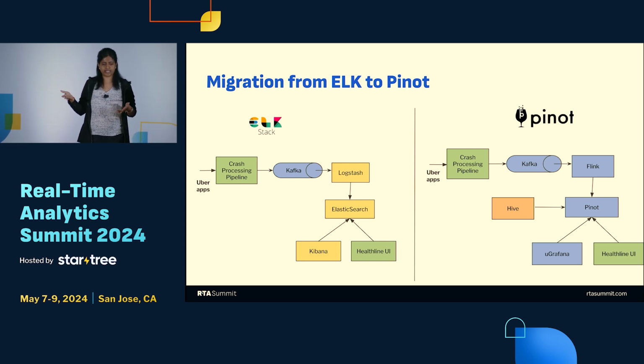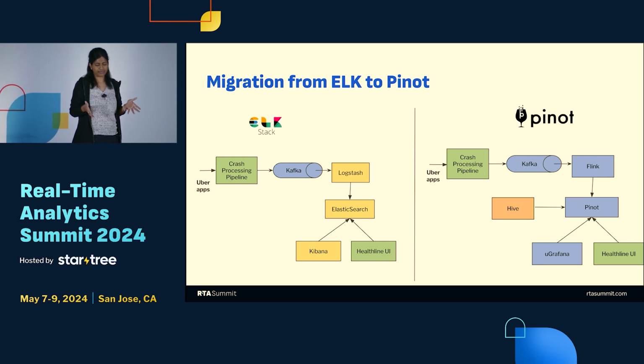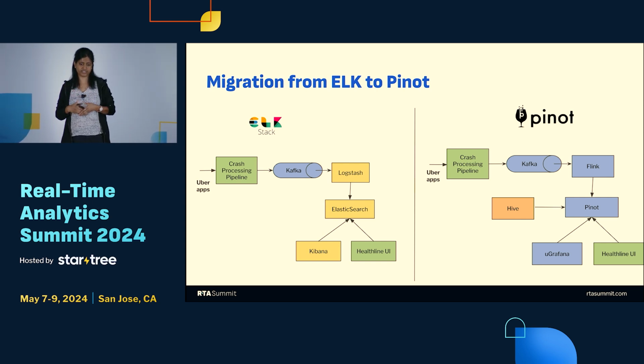And on the Pinot side, when we did the migration, your crash pipeline didn't change much. Your Kafka topic was the same. In Flink, we were able to do the transformation that users were interested in, and also a lot of other optimizations like compression, and we sampled some of the stack traces and stored them in byte format. All of that we were able to do in Flink.